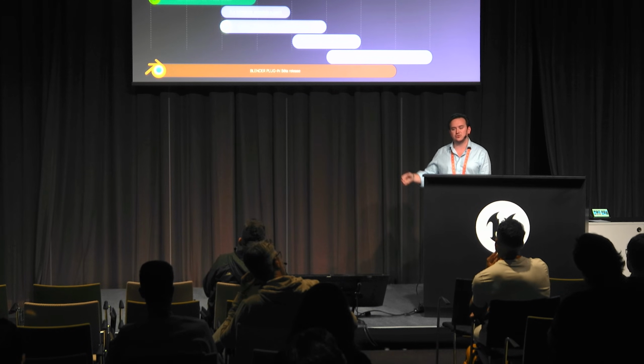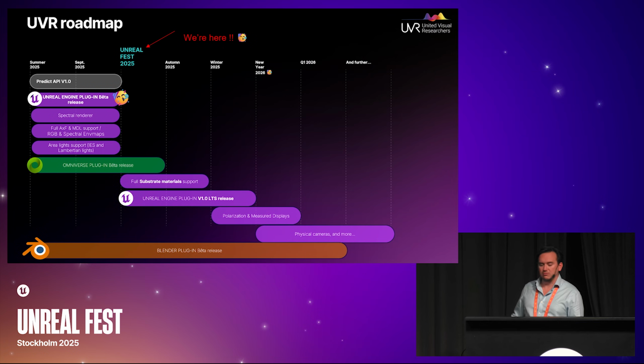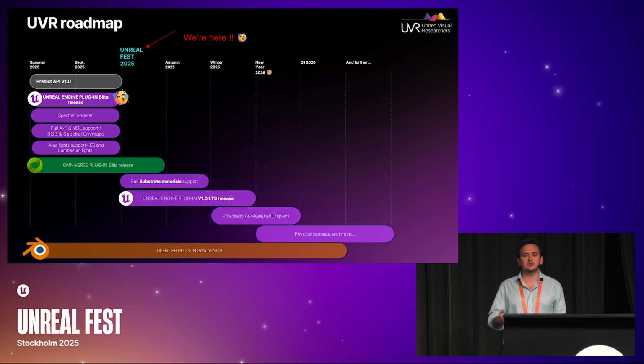And afterwards, we want to go even further and add to these workflows, because it is in the original plugin, but not in this new API version. We need to work on polarization and measured displays, and we need to go even further on physical cameras. There are already some things within the plugin that you can try and start using. But we are also very aware that in terms of rendering and pipelines, most of you are using Unreal, but you're also using Blender. And we also want to enable you to have this continuous workflow for image quality. So this is why we also anticipate a release in Blender in Q1 of 2026.